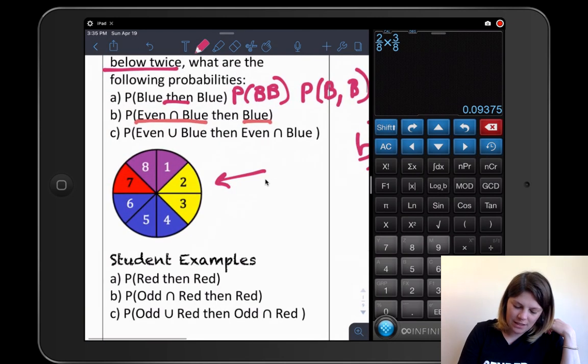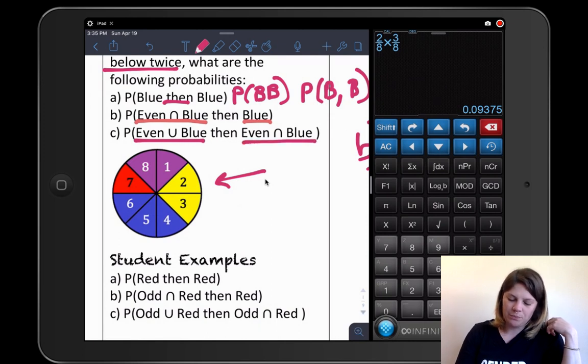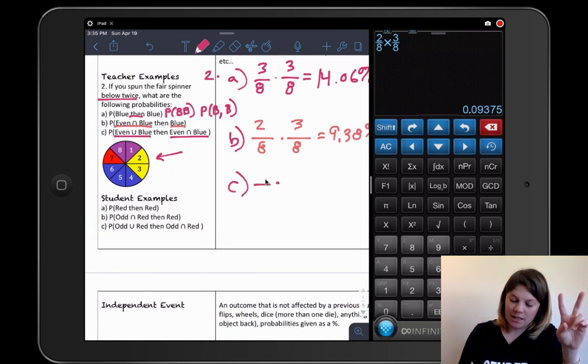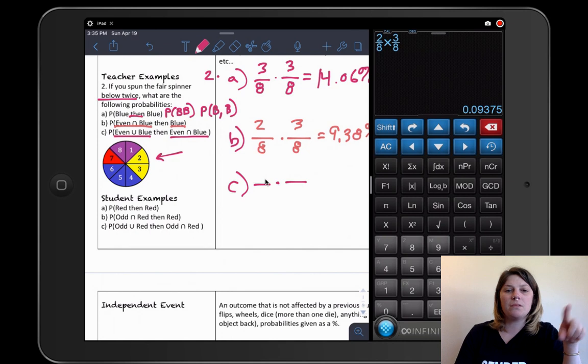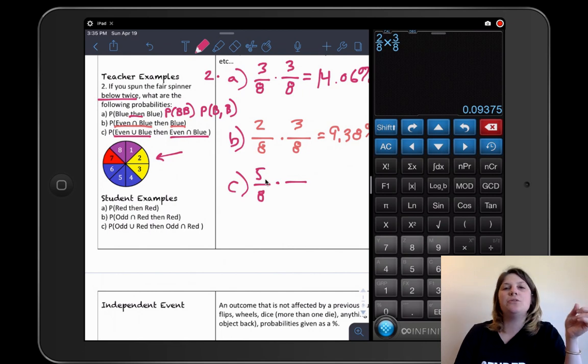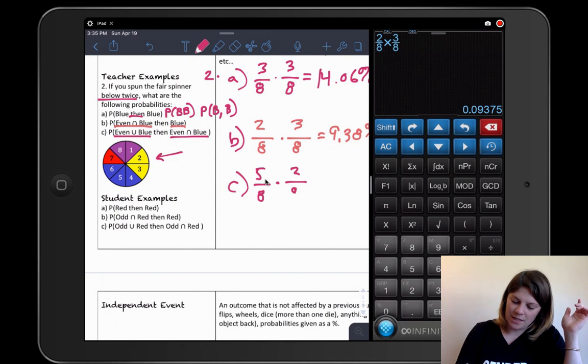It says even union blue and then even intersection blue. So we have 2 things happening in a row. So again, I like to set up my events. The first one is even union blue. We did that above. That was 5 out of 8. And then even intersection blue, again, we just did that. So that's the 2 out of 8.